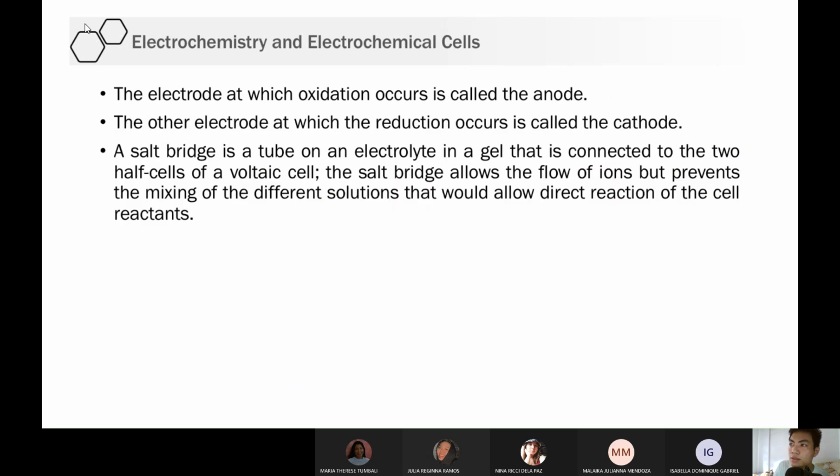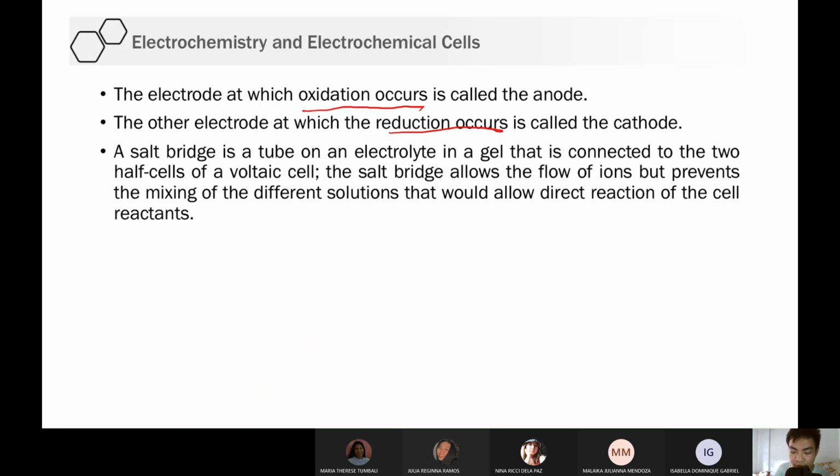Okay, so remember the redox reaction? This will be discussed in depth in the lab. In a redox reaction, there are two reactions happening: the reduction and the oxidation reaction. Okay? And when you say oxidation, it is losing electrons. That means our ions release electrons. And when we say reduction, that is the one that gains electrons.